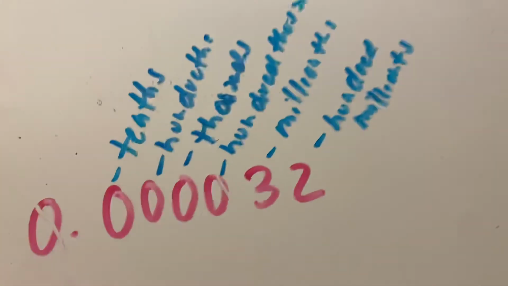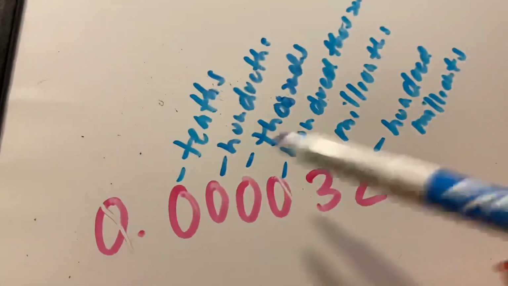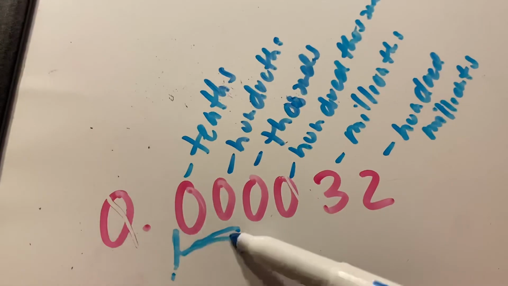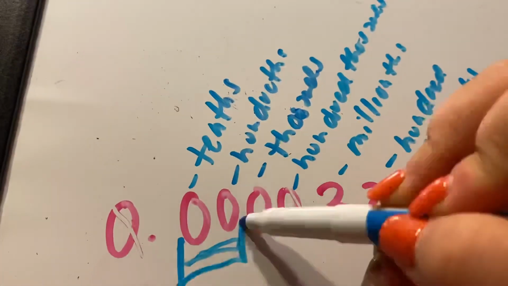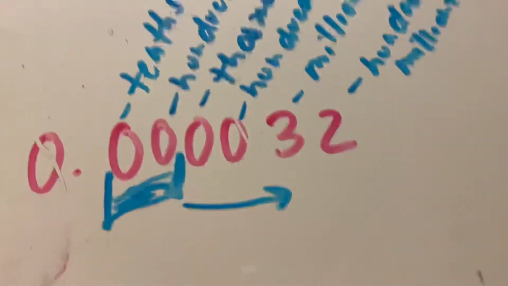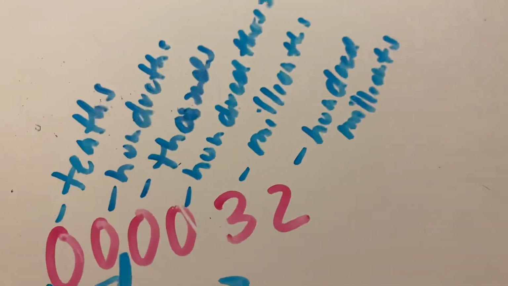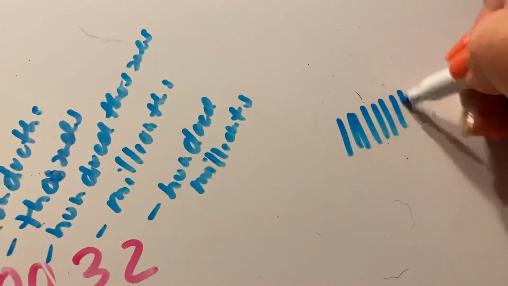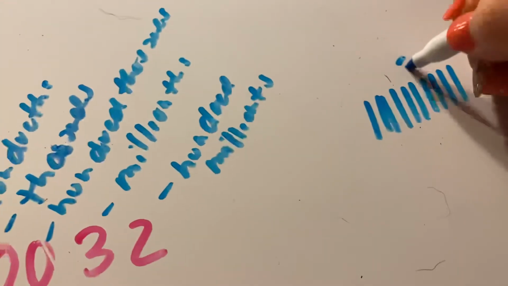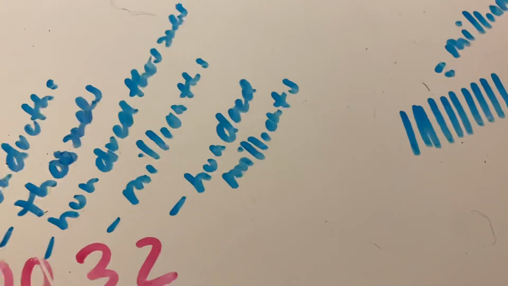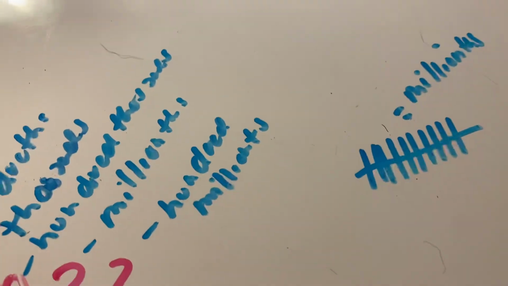So, instead of using the 10 bundles for these over here, how we did before, we're just going to shift it to being here. So now if we say this 10 equals the millionths, so 1 bundle equals the millionths.